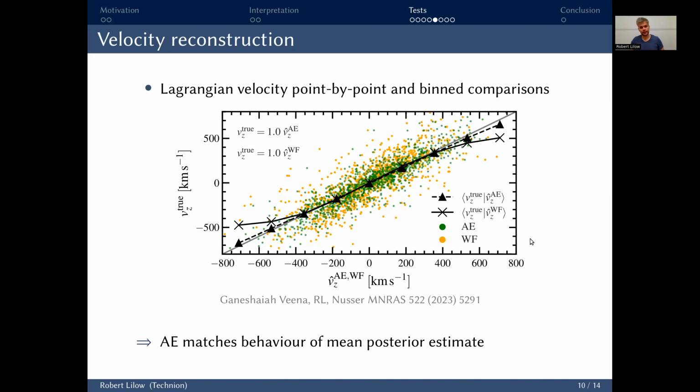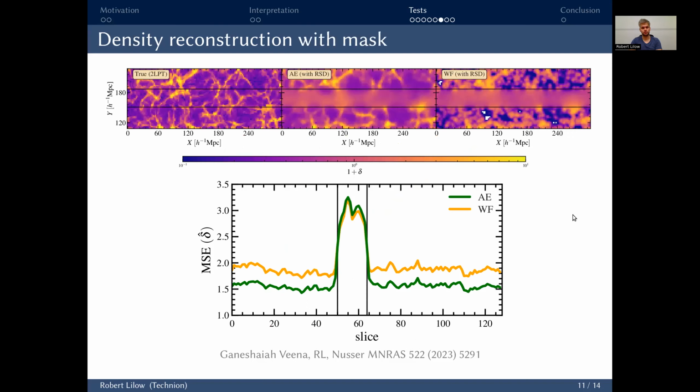Excellent. And lastly, for the velocities, we also look at the scatter plot, which in this case looks really similar for both of them. But if you look at the binned true values for a given estimated value, you can clearly see that the Wiener-filter, like for density, deviates from the 1-to-1 line, specifically at large velocities, whereas the neural network stays close to the 1-to-1 line as a mean posterior estimate should do. So again, this works out.